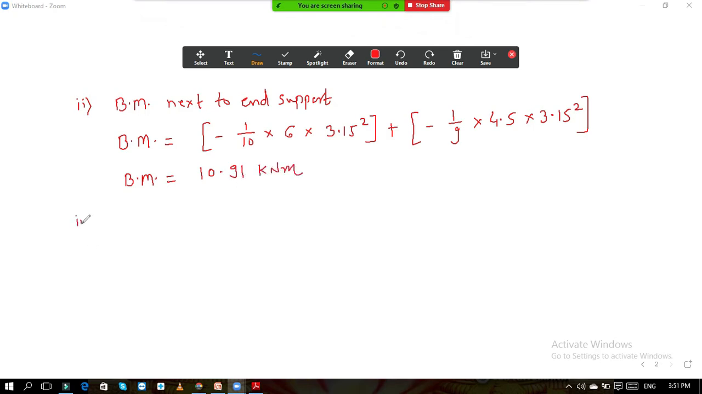Third point, where we are going to calculate it now. We are going to calculate it at the middle of the interior span.